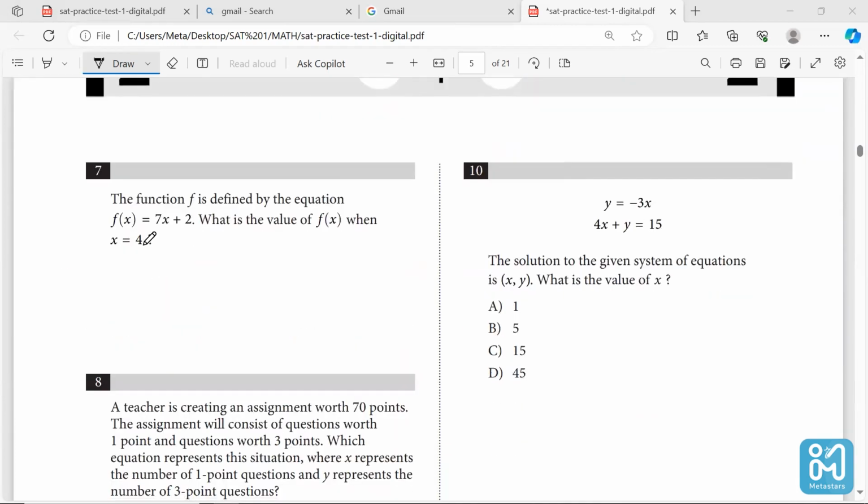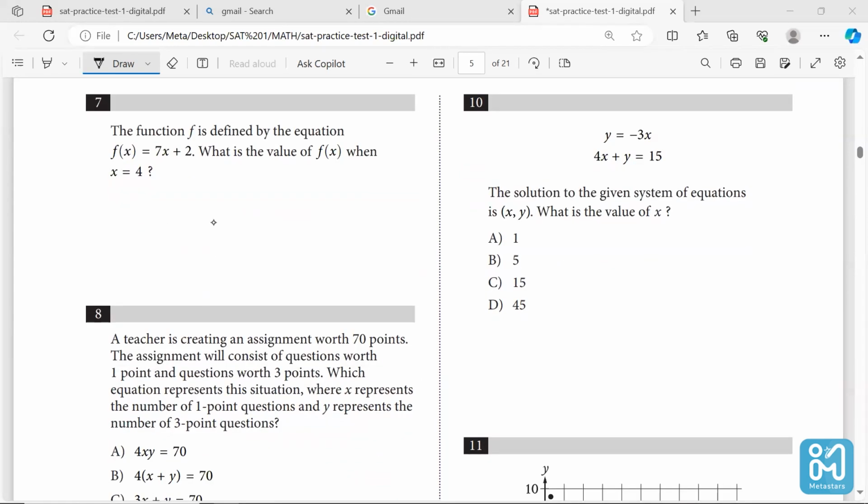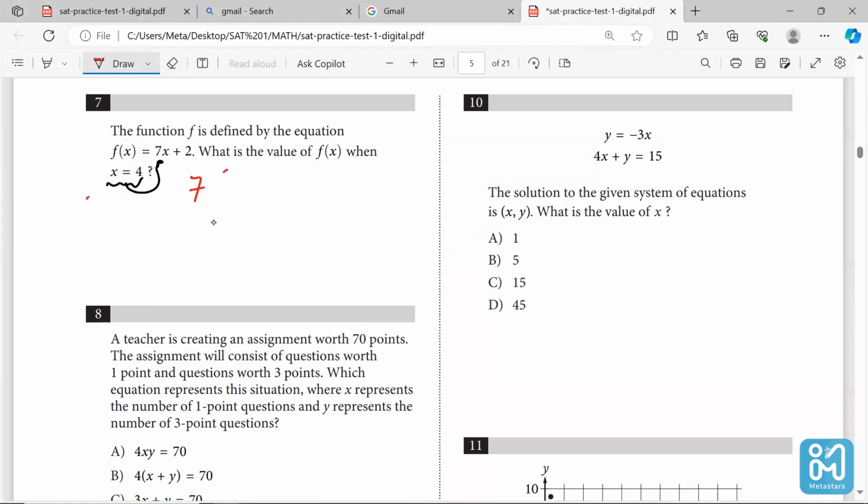Okay. Now, let's take question 7. Another question, not multiple choice. Function f is defined by the equation f of x equals 7x plus 2. What is the value of f of x when x equals 4? Just plug in here. I think this kind of question is so easy. 7 times 4 plus 2. 7 times 4 is 28, plus 2. It will give us what? 30. Again, easy question. I hope you understand. If you have any question, please raise your hand.